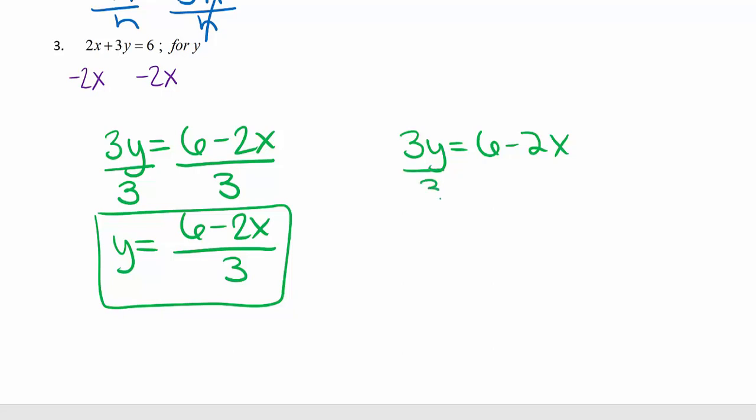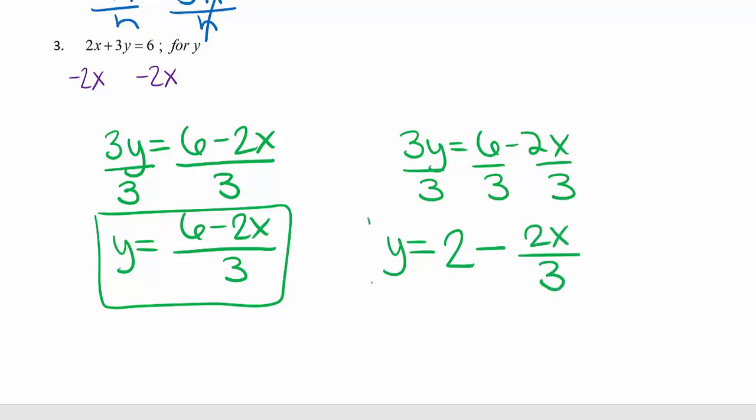Or you can divide each of the terms individually by 3. And that's probably how I would do this problem. That would give me y equals 6 divided by 3 is 2. And then I'll just leave the second term as a 2x minus 3. Again, the order of those terms doesn't matter.